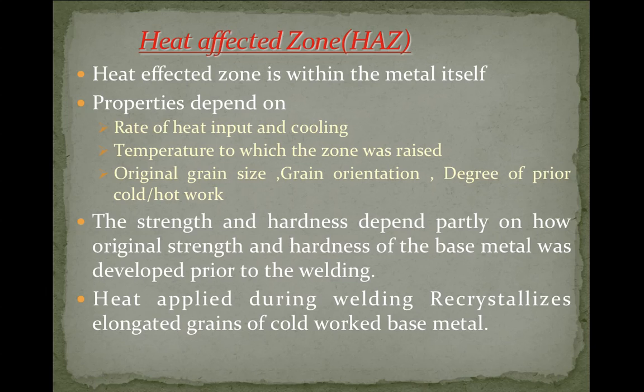The properties depend upon the width of the heat affected zone, the rate of heat input and cooling, the temperature to which the zone was raised, the original grain size, grain orientation, and the degree of prior cold or hot condition of the workpiece. The strength and hardness depend partly on how the original strength and hardness of the base metal was developed prior to the welding.